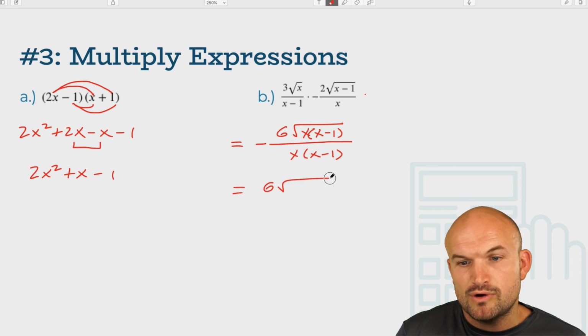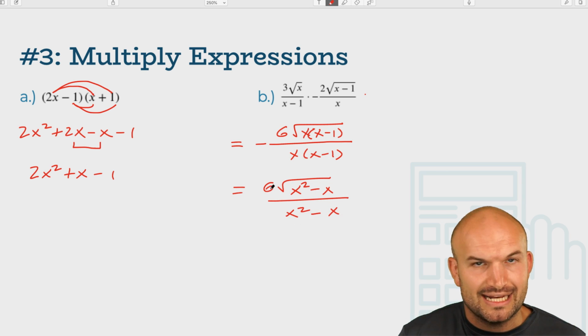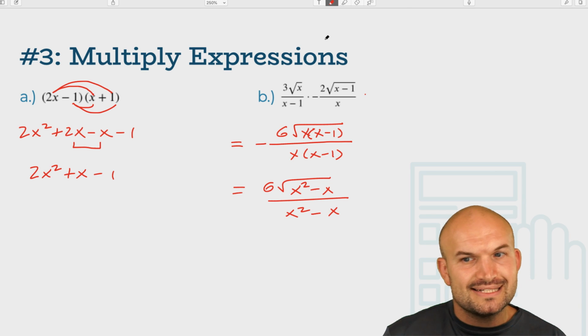So 6 square root of, let's apply the distributive property here. So that'd be x squared minus x all over x squared minus x. Okay, so I just distributed the x. Now, where can this negative go?